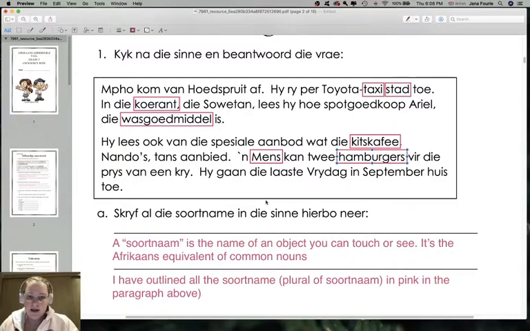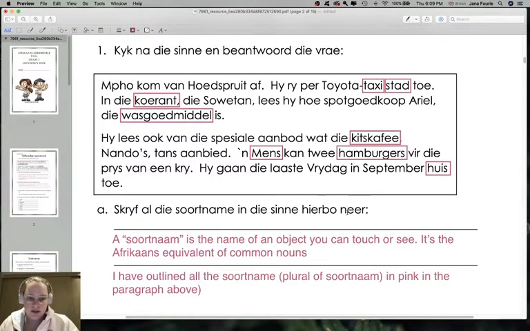"Hy gaan die laaste Vrydag in September huis toe." The sentence, like, what is this paragraph? It's useless. Anyway, he goes home on the last Friday of September. That's the sentence basically. I'm going to break it down in words now. So he goes the last Friday in September home to. That's how you would break it down. So in this case, huis is the common noun.